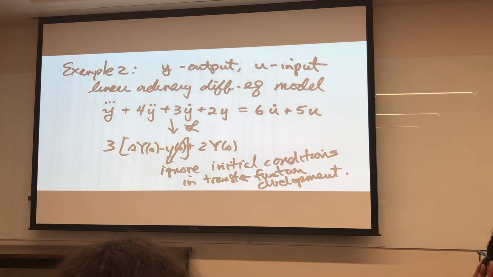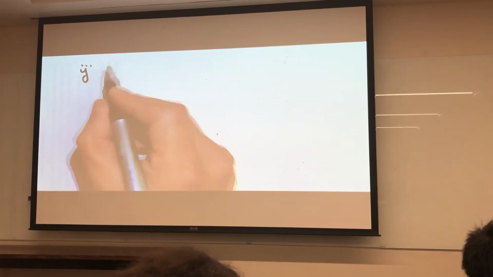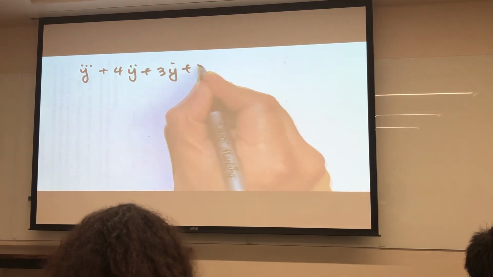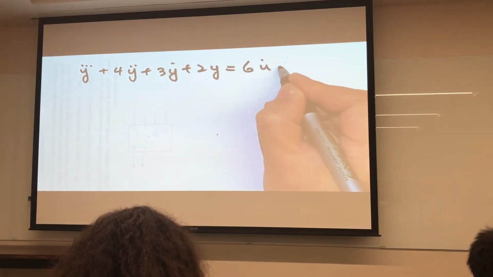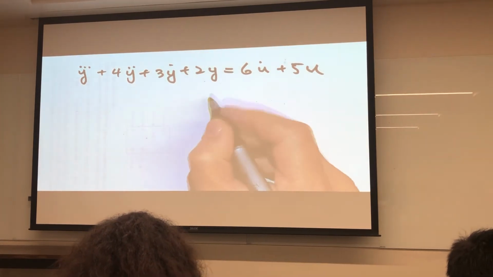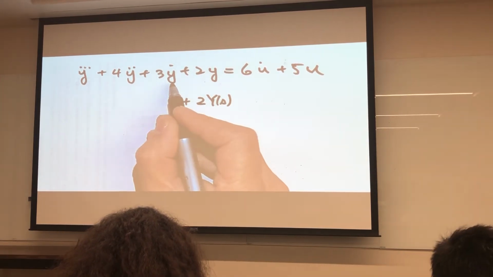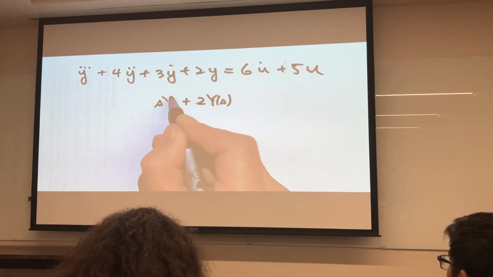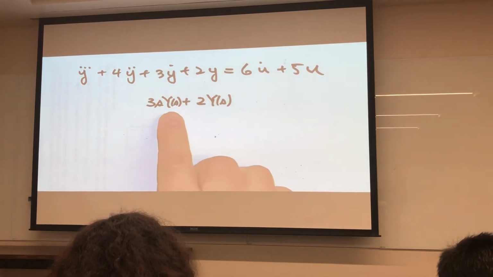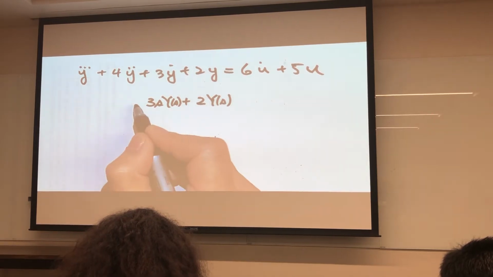Okay, let's go back and finish this problem. I'm going to rewrite the problem again. Y triple dot plus 4y double dot plus 3y dot plus 2y is equal to 6u dot plus 5u. We're going to transform it now. Y becomes capital Y of S scaled by 2. Y dot becomes S times Y of S scaled by 3. That messy business about the initial conditions we ignore because we're interested in input-output relationships.